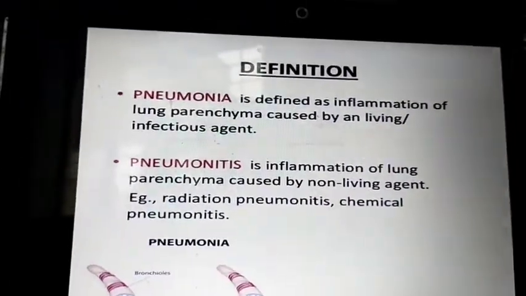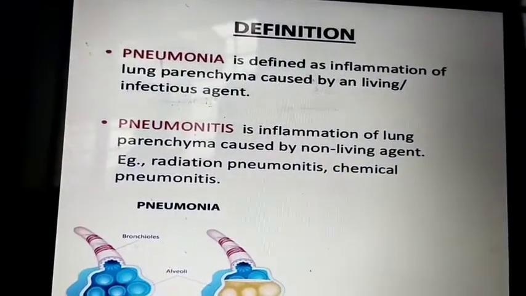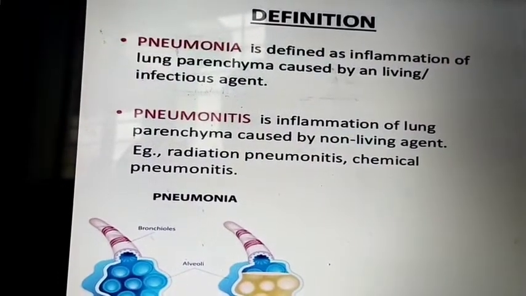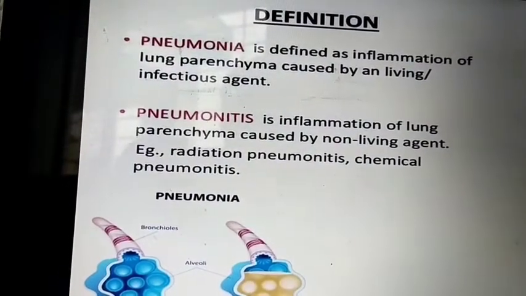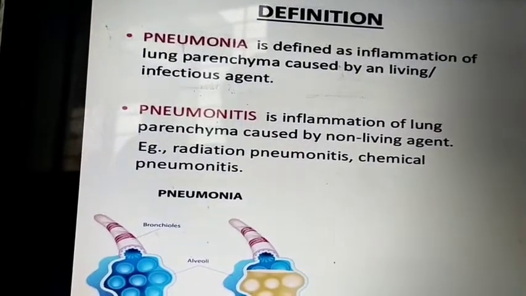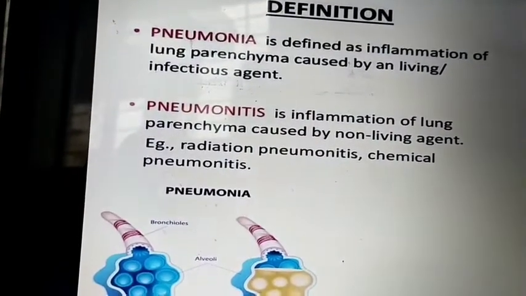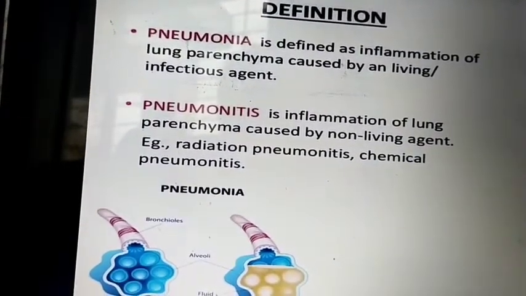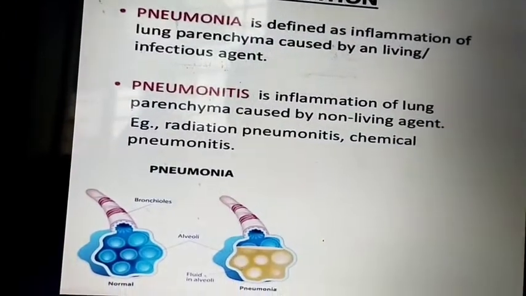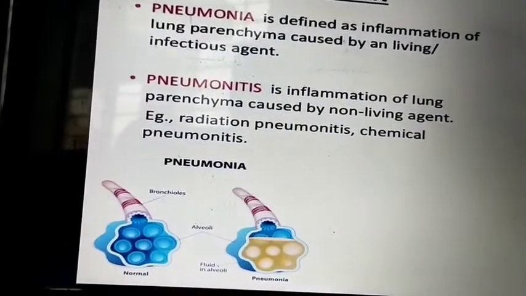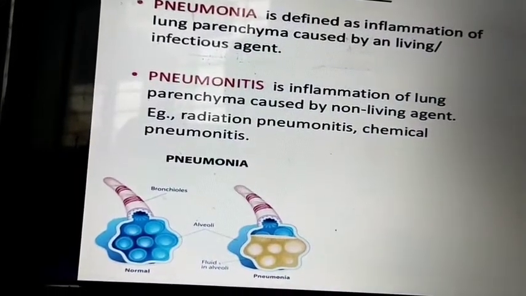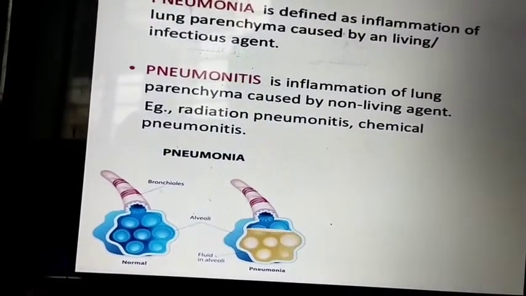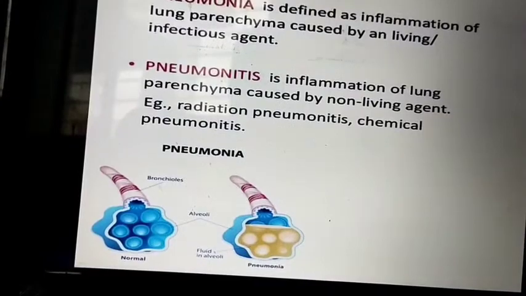Then there is pneumonia. Nowadays we hear more about this word, pneumonia. Pneumonia is defined as inflammation of the lung parenchyma, you can say pneumocytes, caused by living or non-living infectious agents. And pneumonitis is inflammation of the lung parenchyma caused by non-living agents.